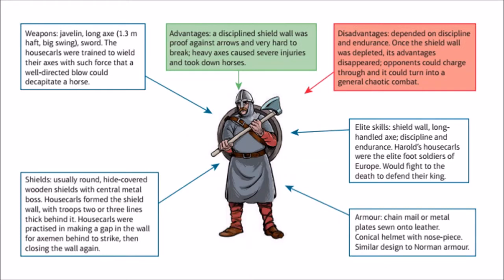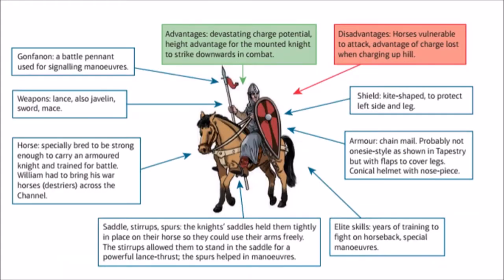They're saddled. They've got stirrups and spurs, which means they're tightly held against the horse, and they can use their arms freely. The stirrups hold the knight on his horse, so a knight could fight with his sword whilst riding with his legs. Okay, so knights were elite. You had to be trained for years on a horse to become a knight.